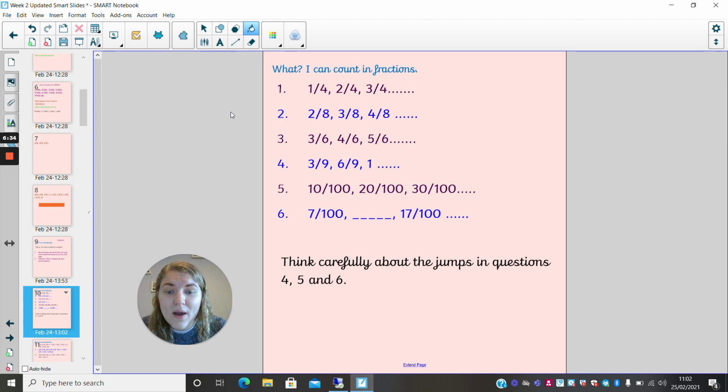Okay, so when you get to questions 4, 5, and 6, think really carefully about the jumps because they're not just going up in ones. So use your brains for those ones. Okay, so I would probably say add 5 or 6 more. Don't spend all day going up to 1 million, whatever the fraction would be, okay? So pause the video now and off you go.